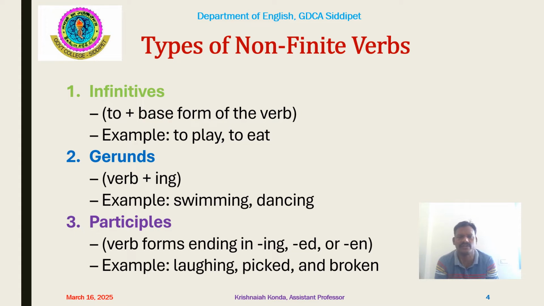The structure of an infinitive is to plus base form of the verb. For example, to play, to eat. The structure of a gerund is verb plus ing form. For example, swimming, dancing. And the structure of a participle is verb forms ending in ing, ed, or en. For example, laughing, picked, and broken.